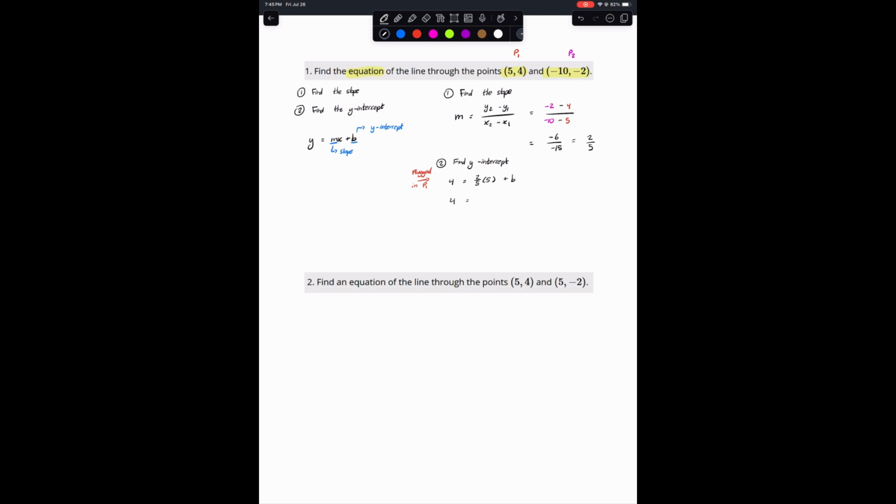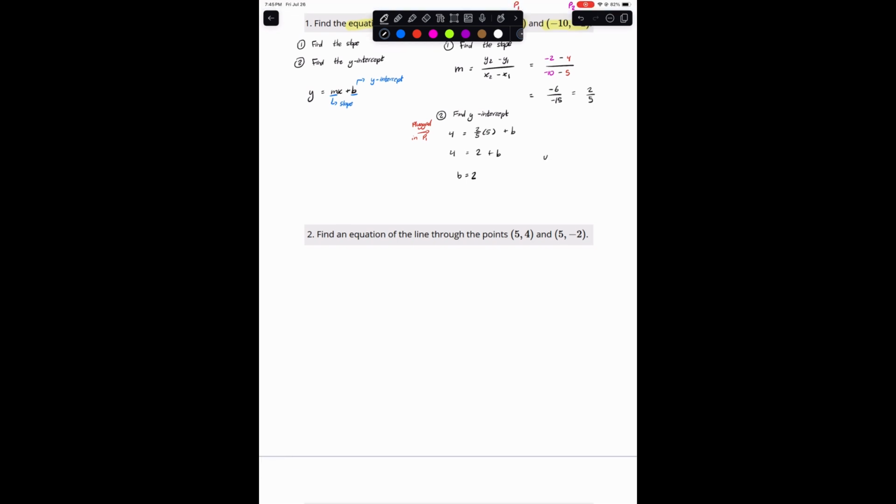4 equals 2 plus b, so b equals 2. So we now have enough information. We can form our new equation. y equals 2/5 x plus 2. All right. So that is question 1.